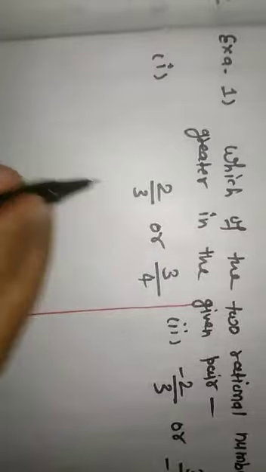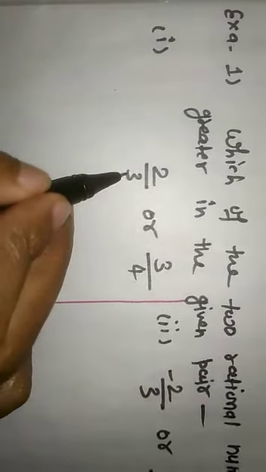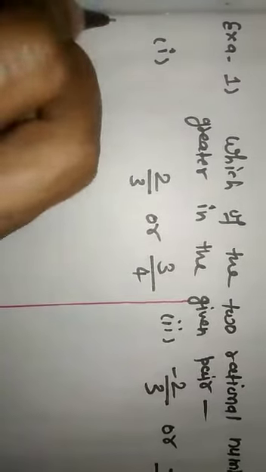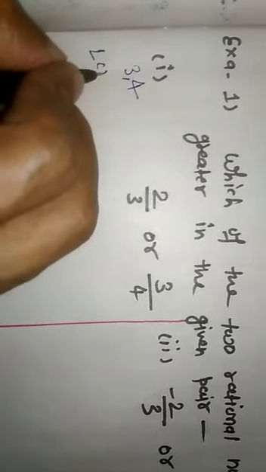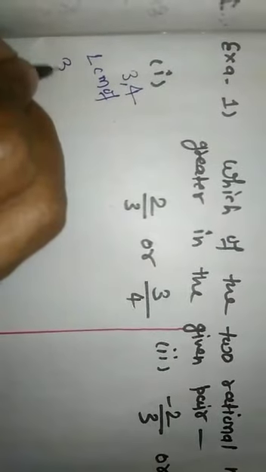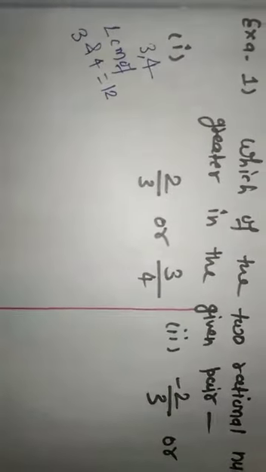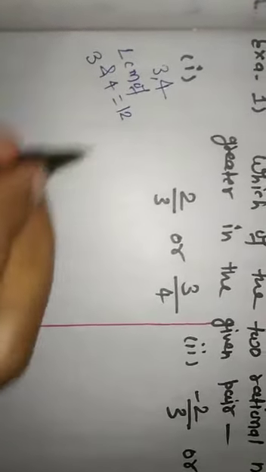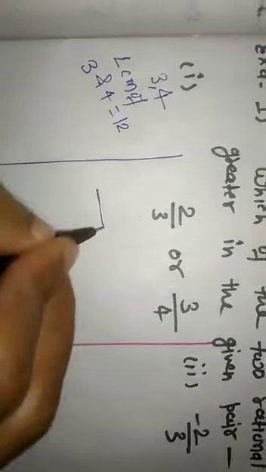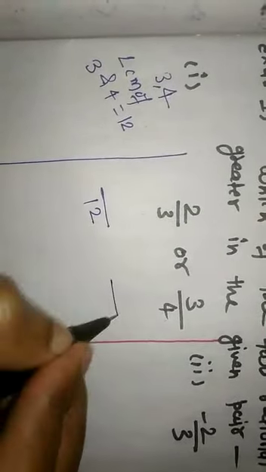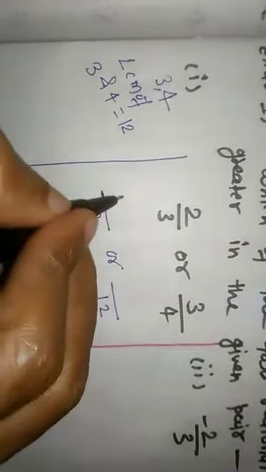So, for this, we find the LCM of the denominators. What are the denominators? 3 and 4. Now find the LCM of 3 and 4. I hope you know how to find the LCM. So first write their LCM and their numerators.